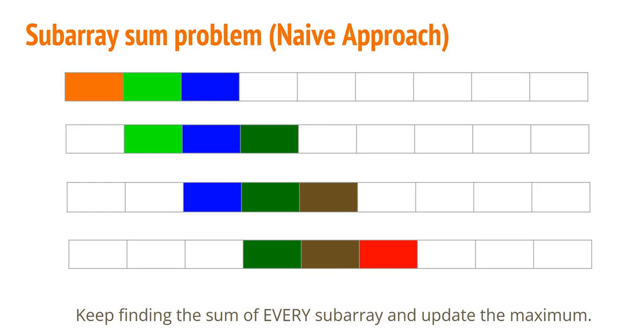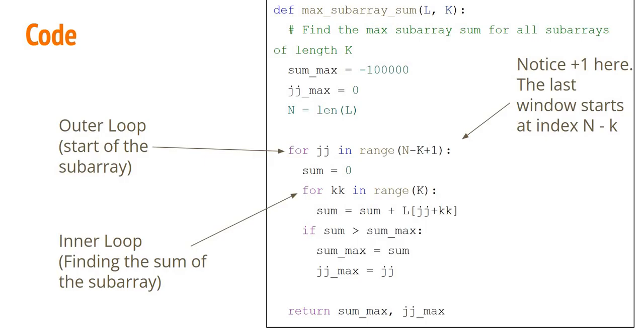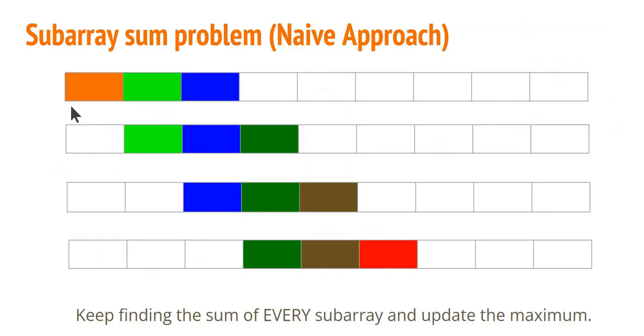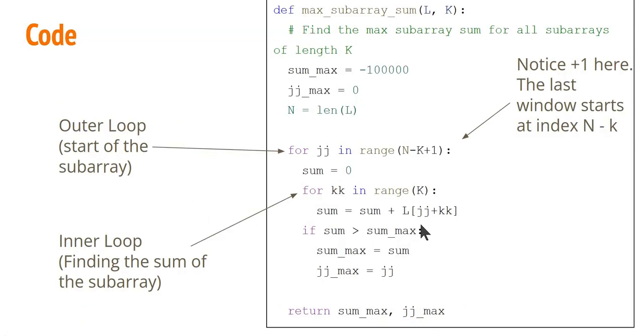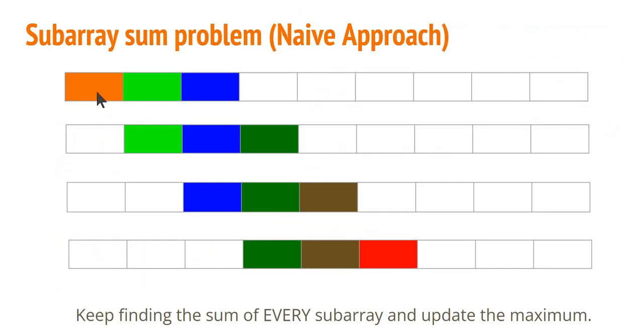Now, in order to write this code, basically we need a nested loop. We need to keep track of the outer loop, which is basically the start of the subarray. So my outer loop is going to track where the subarray starts, so in this case 0, 1, 2, and so on. And then I have this inner loop, which is going to find the actual sum of that window. And this is of length k, because notice the subarray is of size k, which is in this case 3. So I find the sum of these 3, then the sum of these 3, then the sum of these 3, and so on. And I obviously keep updating the maximum value.